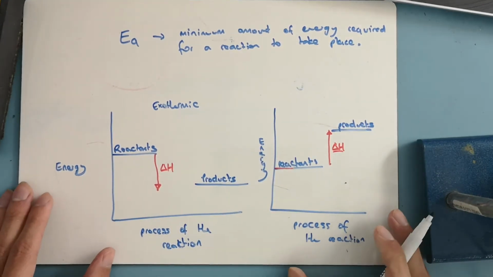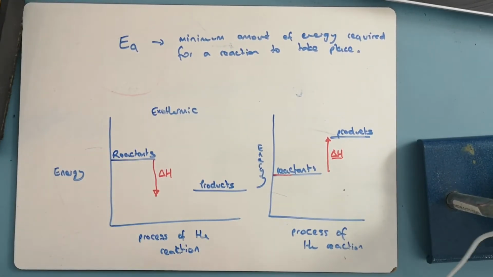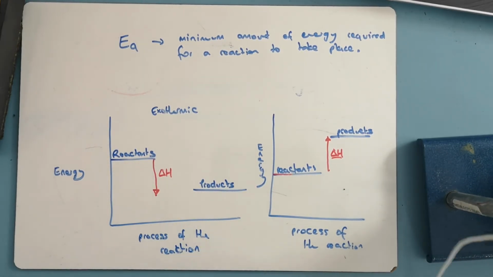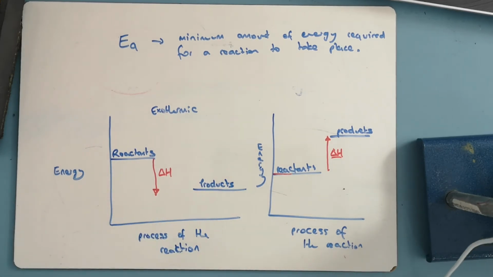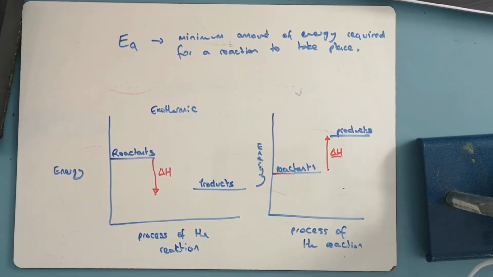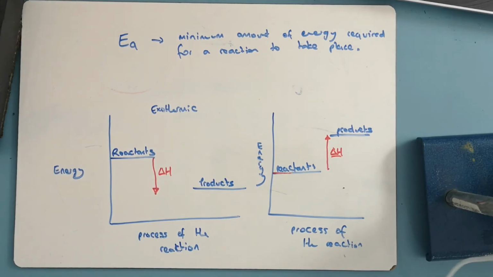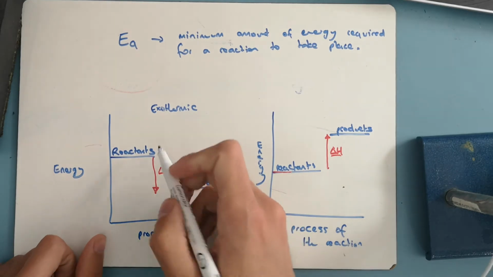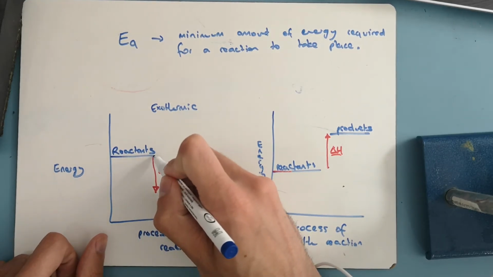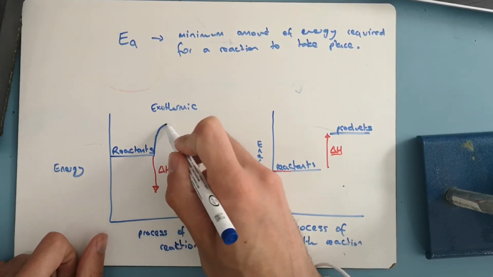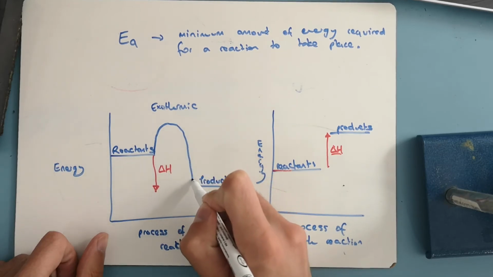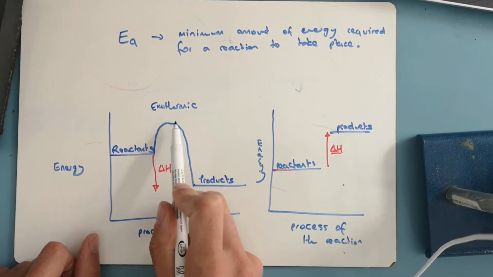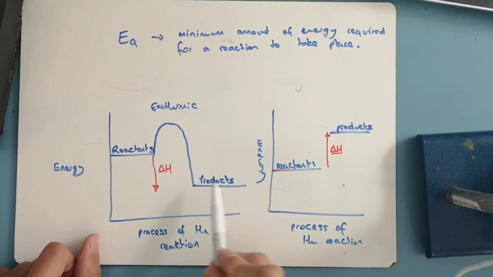We can draw that onto our enthalpy profile diagrams as well. So here's our reactants, and if we got them together, put them into a bowl, a nice conical flask, a reaction might not occur. And that's because we don't have the minimum amount of energy required for the reaction to take place. So we might have to put energy in. So I'm going to show the process of the reaction just by a curve. So what this shows is me putting energy in, the reaction occurring, and then the products forming with lower energy.